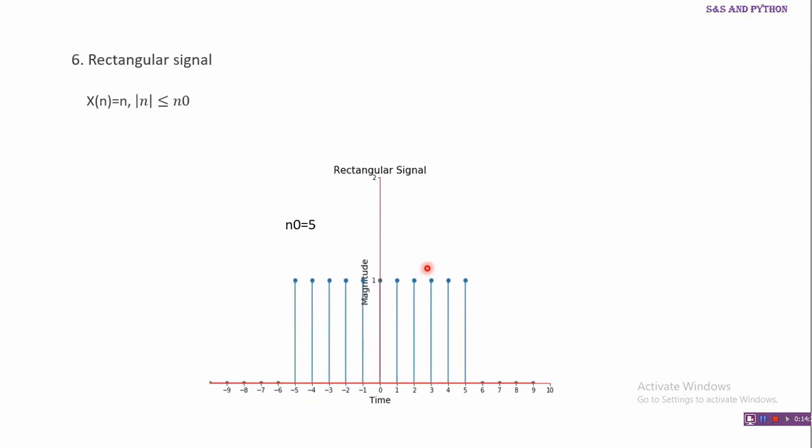Next is a rectangular signal. A rectangular signal is defined as equal to 1 for mod n less than or equal to n naught. This is an example for n naught equal to 5, that is mod n, that is from -5 to +5. It will have a value of 1, so it is a discrete time signal with value 1, and for all other values of n it is 0.